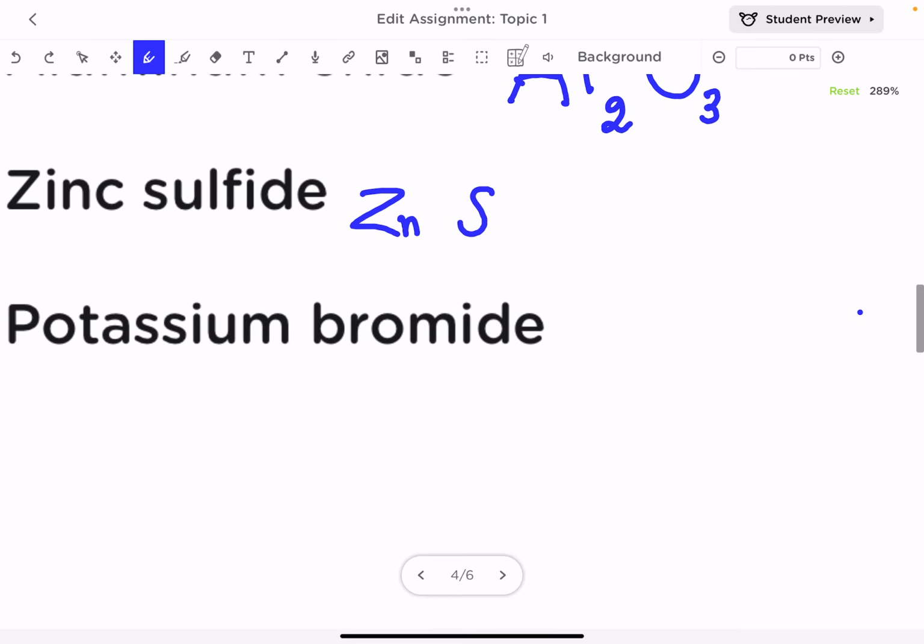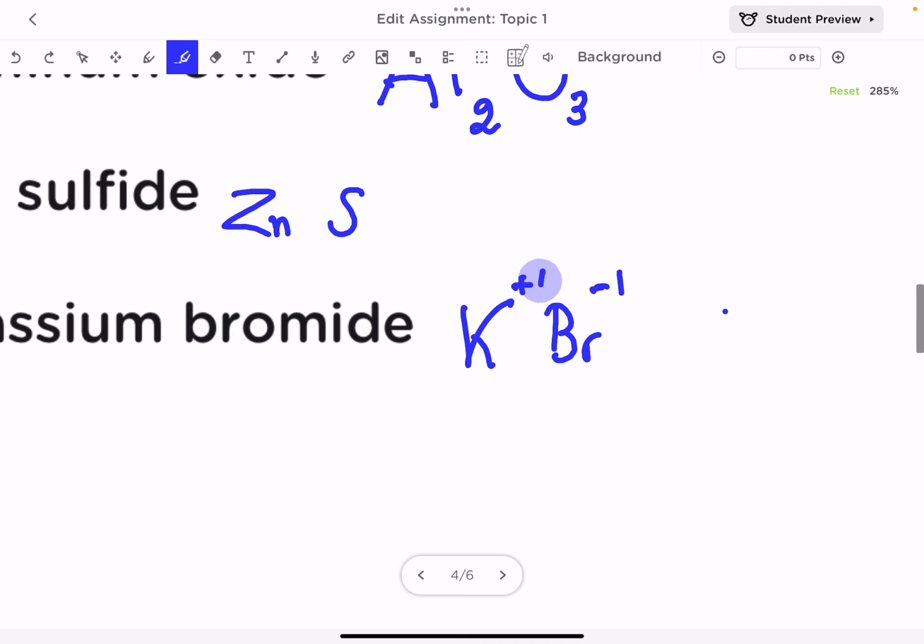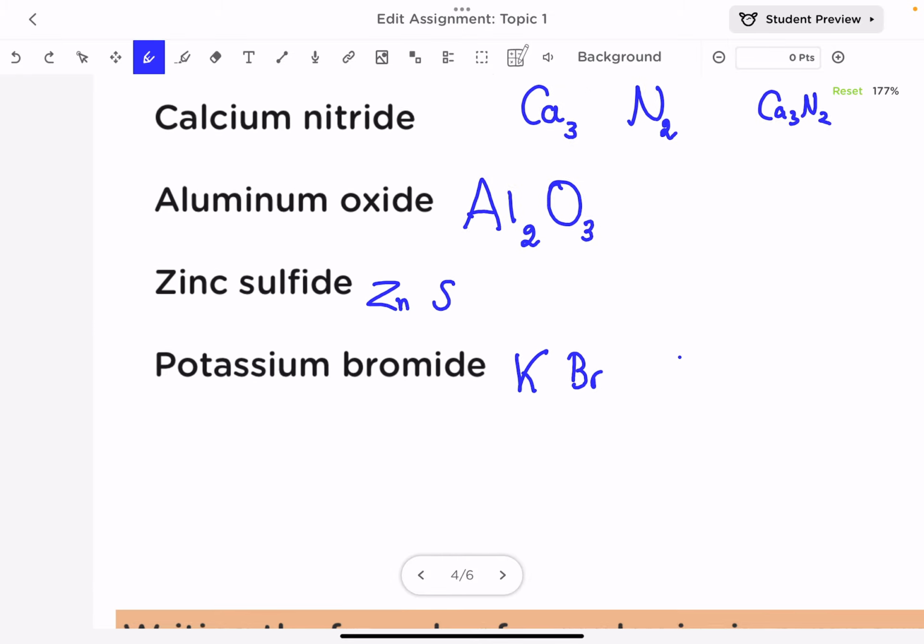Let's take another example. Potassium bromide, K+ and Br-. Again, in this example, since the charges are neutralizing each other, +1 and -1, to write the formula of potassium bromide, we simply erase the charges and that's the answer, KBr.